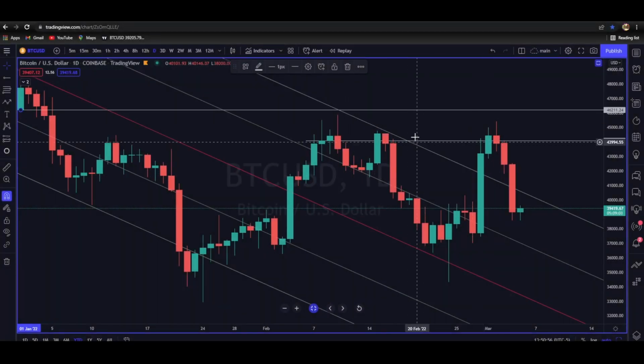So when we got above this pitchfork, I was looking for support to hold, and you can see this candle, this daily candle. Once again, you have another metric that showed that there should have been support there, and we blasted right down through it.